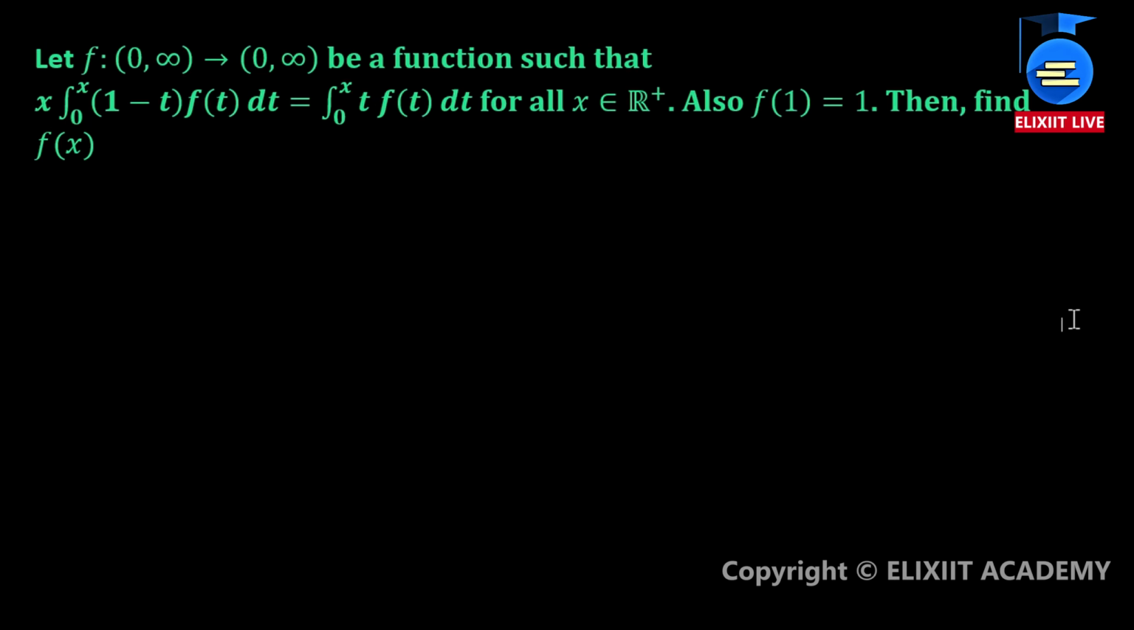So next problem. F is one more function defined from 0 to infinity. Domain is 0 to infinity. The range is also 0 to infinity. Okay, codomain is also 0 to infinity. It is a function such that x times integration 0 to x of (1 minus t) f of t dt is equal to integration 0 to x of t times f of t dt. This is given. f of 1 is equal to 1 is also given. You have to find out f of x.